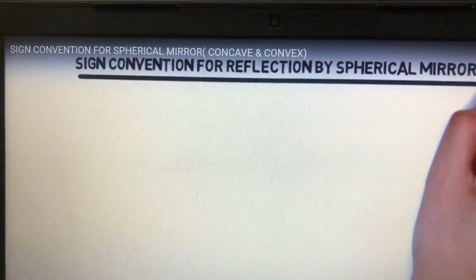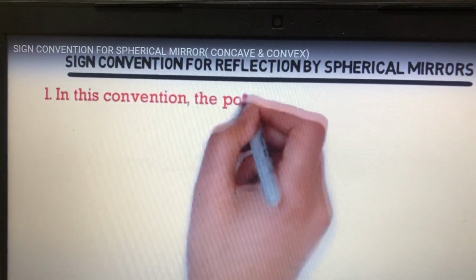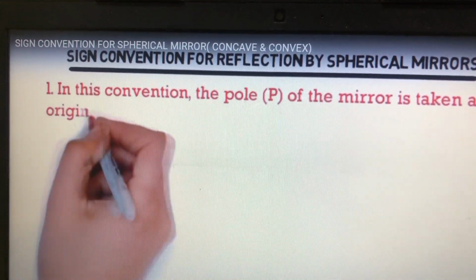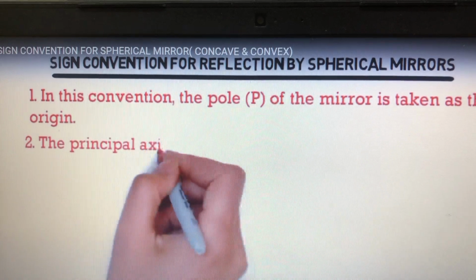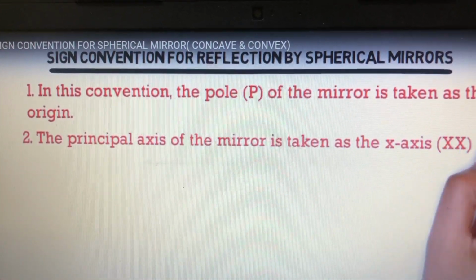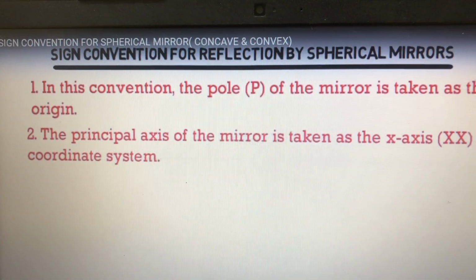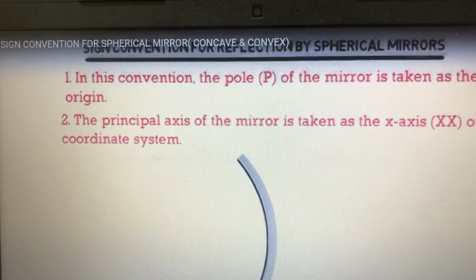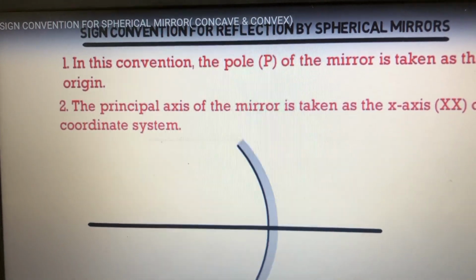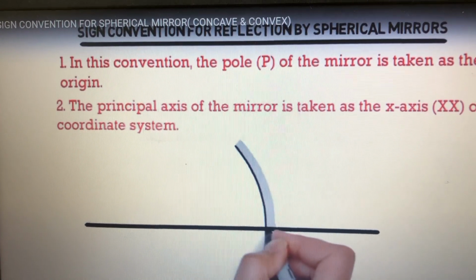Children, today we are going to learn the sign conventions for spherical mirrors. We have already done all these dimensions like pole and principal axis. We'll quickly revise it for the concave mirror. A concave mirror, as you can see, is a spherical mirror with its inner curved surface as the reflecting surface.